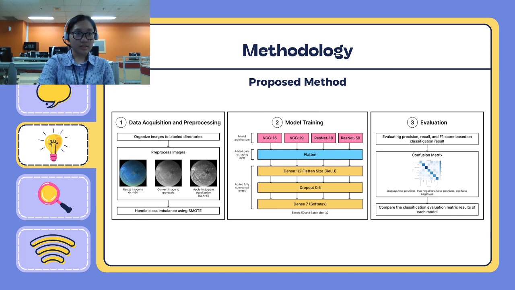Now onto the methodology. For our research, we propose a comprehensive approach including data acquisition and preprocessing, model architecture, and evaluation methods. We employed several deep learning architectures, specifically VGG16, VGG19, ResNet 18, and ResNet 152 version 2. Each model will include a flattened layer to convert the 2D feature maps to 1D, and then a dense layer with ReLU activation for nonlinearity, a dropout layer to prevent overfitting, and a dense output layer with softmax activation for classification.